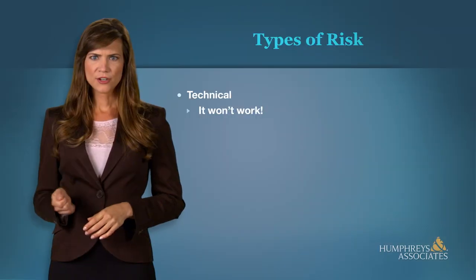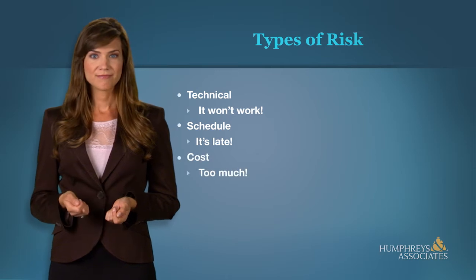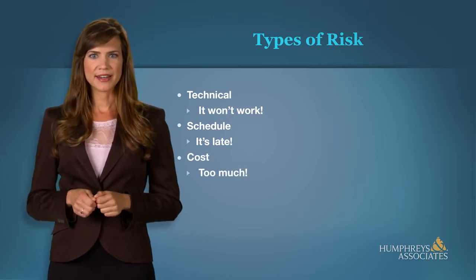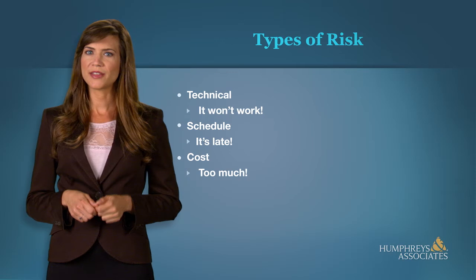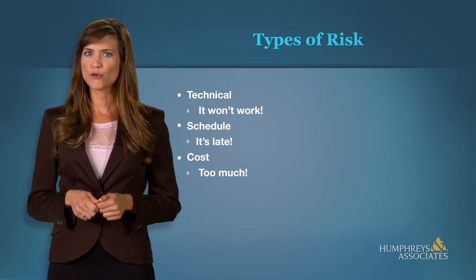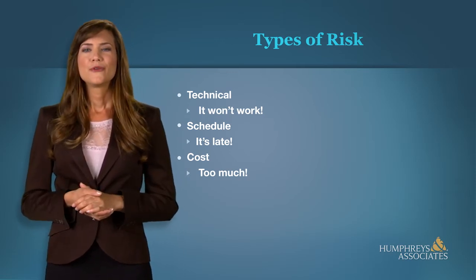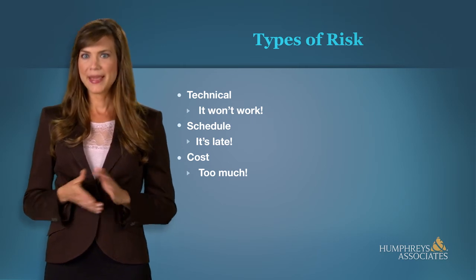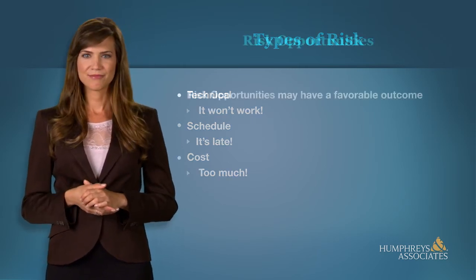Risk is analyzed by one of three major types: technical, schedule, and cost. These categories are isolated to aid the analyst in identifying the risk and methods for controlling or reducing the risk. Risk mitigation techniques vary based upon the types of risk.